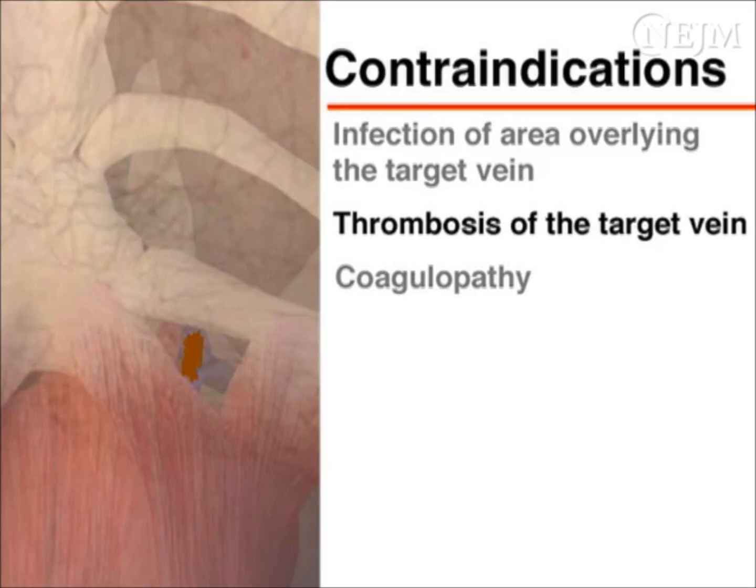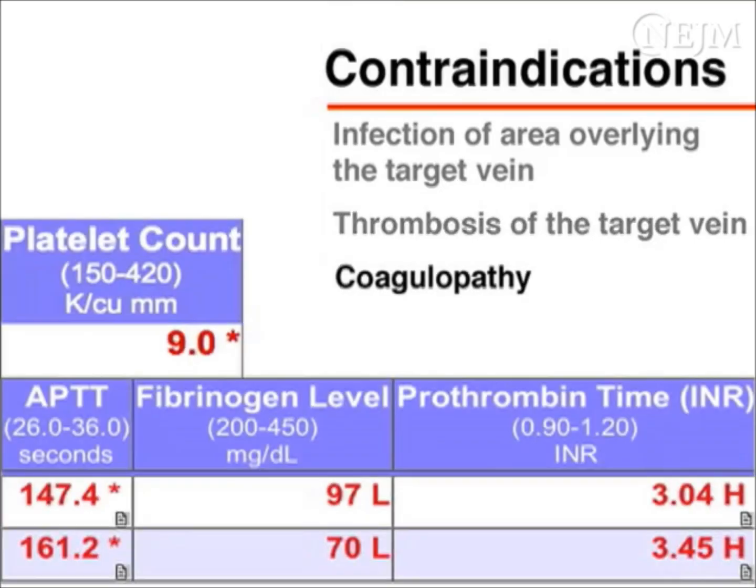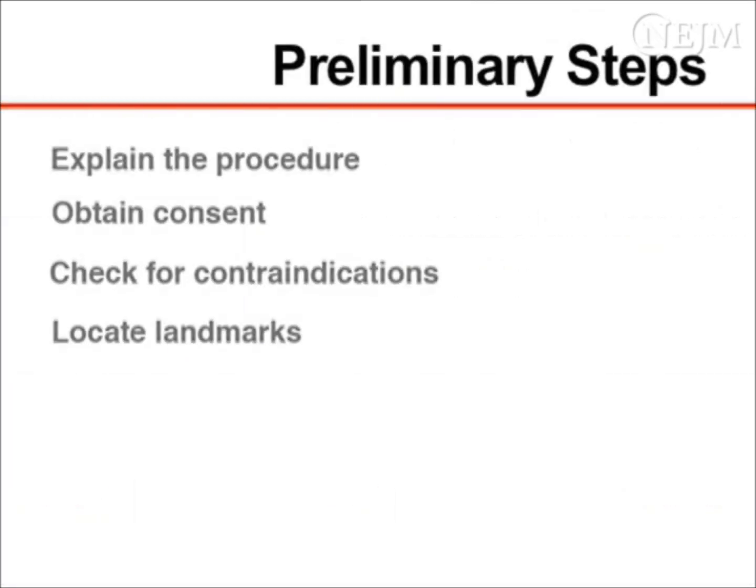Site-specific and relative contraindications include coagulopathy. Although this is not an absolute contraindication, extreme care must be exercised in patients with coagulopathy and in other patients for whom complications would be life-threatening. After the procedure has been explained and consent obtained, review the records to confirm that there are no contraindications and examine the patient, concentrating on the regional landmarks.